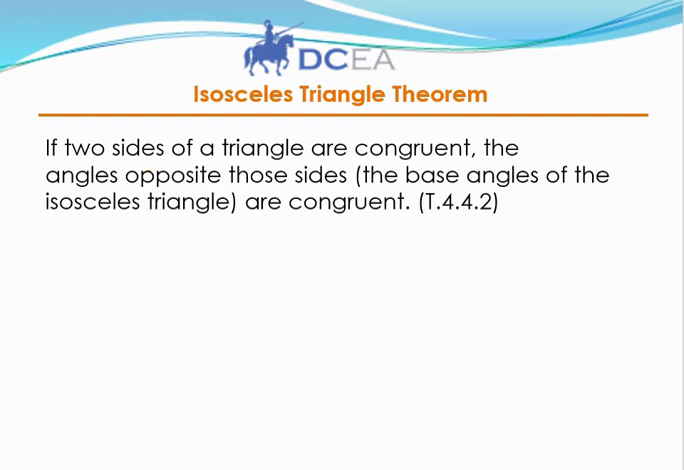This leads us to the isosceles triangle theorem. If two sides of a triangle are congruent, the angles opposite those sides, the base angles of the isosceles triangle, are congruent, and that's theorem 4.2.